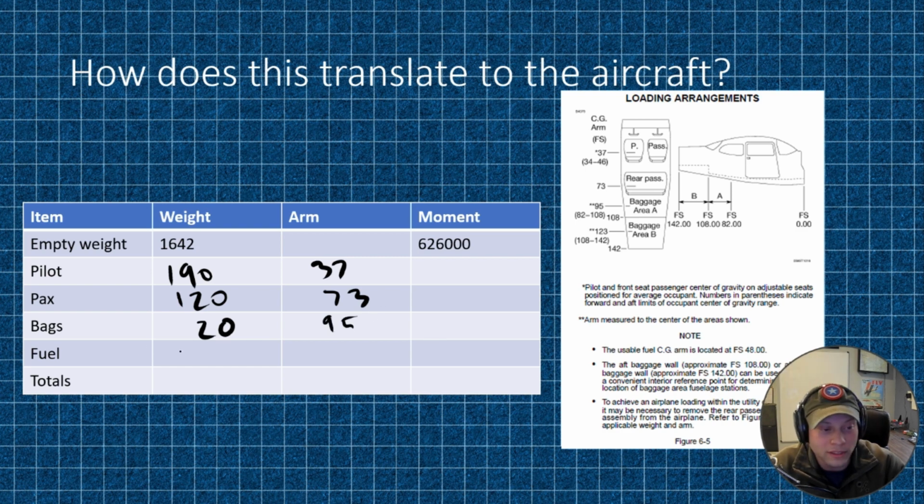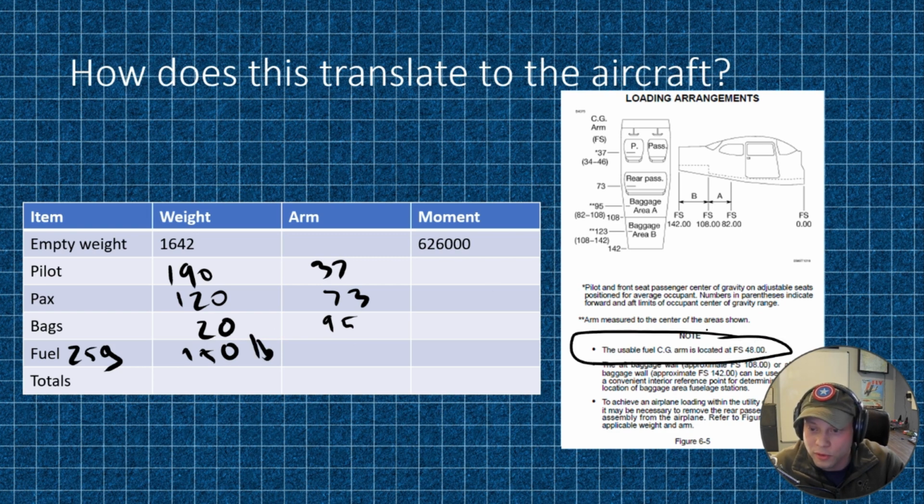And then fuel, let's say we're flying with 25 gallons. Now remember, we have to convert gallons to pounds. So 25 gallons times 6 pounds per gallon comes out to 150 pounds. And here, the usable fuel is at 48 inches. So now let's do some math.